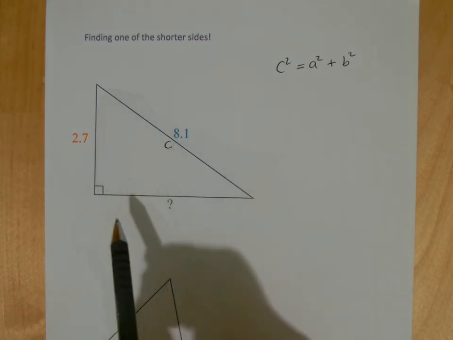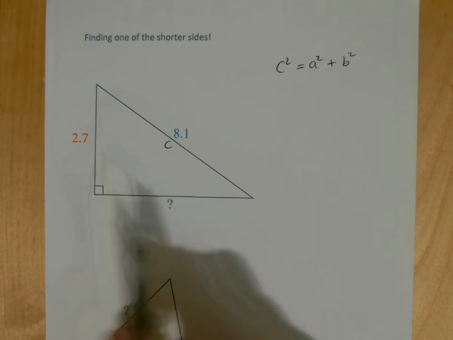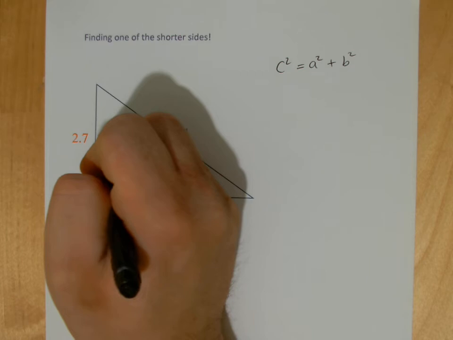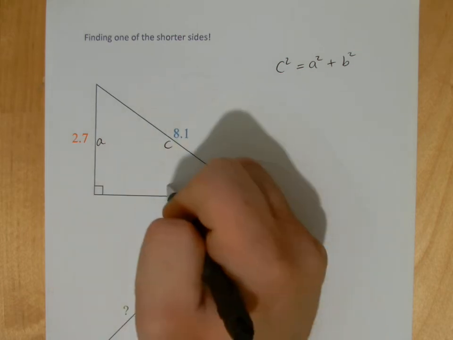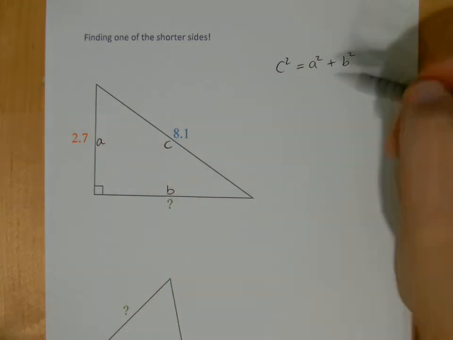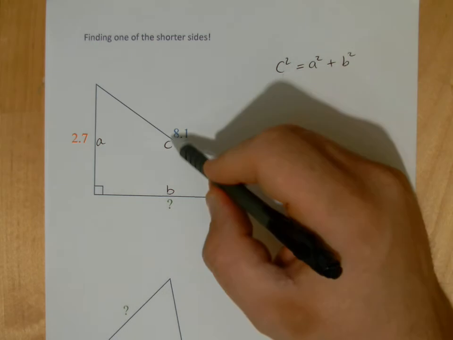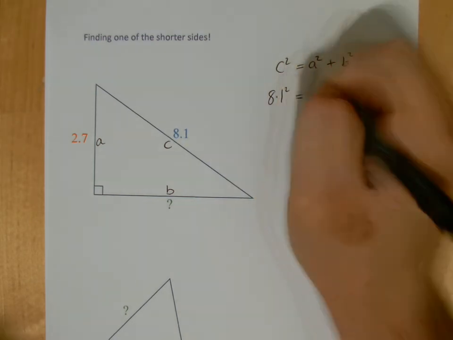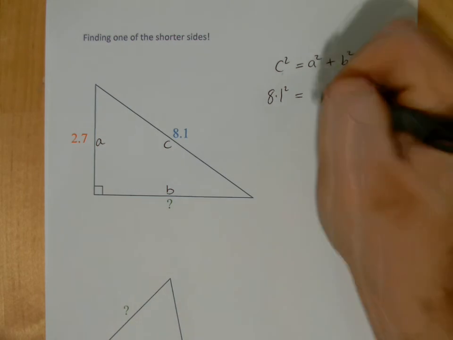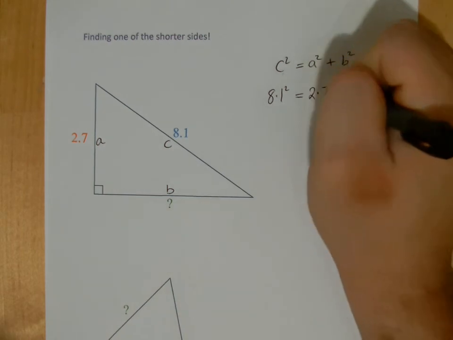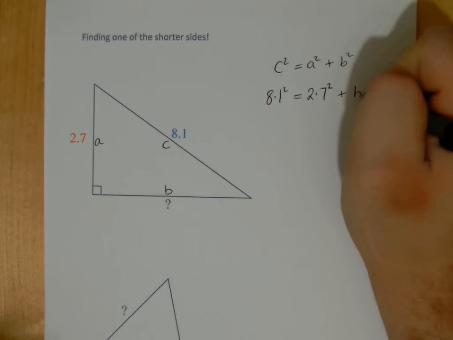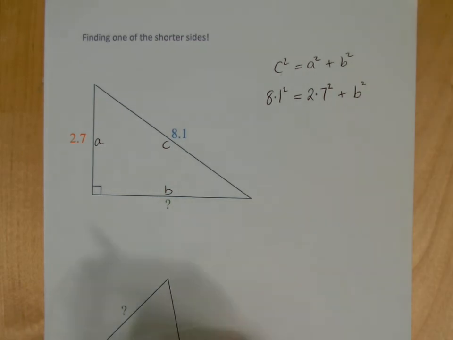We then could be asked to work out one of the shorter sides, so it could either be that side or this side. In this case, we've got a question mark here. So what I'll do is I'll label that my A, and I'll label that my B. So C squared, well, I know C is 8.1, so I put 8.1 squared there. A I know to be 2.7, so 2.7 squared, plus then my B squared, or question mark squared. We leave it as B.